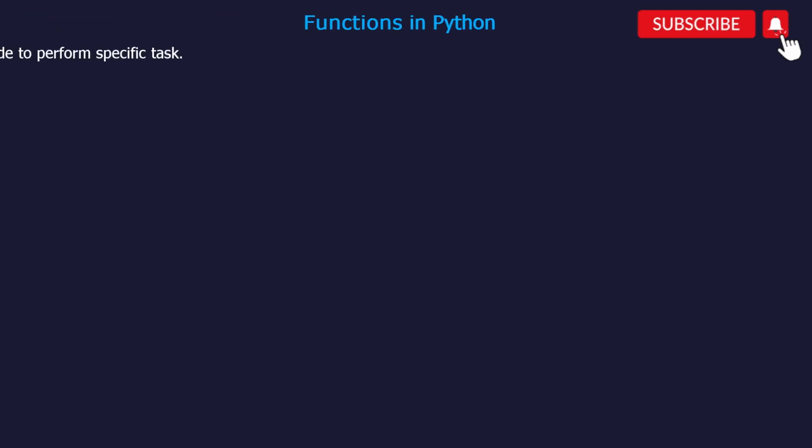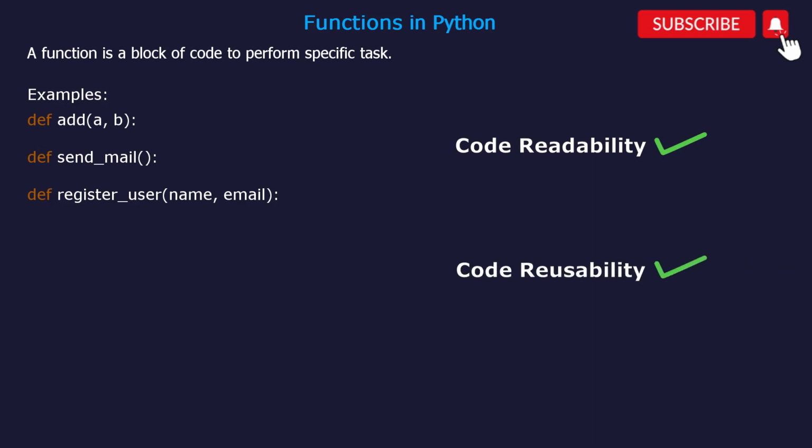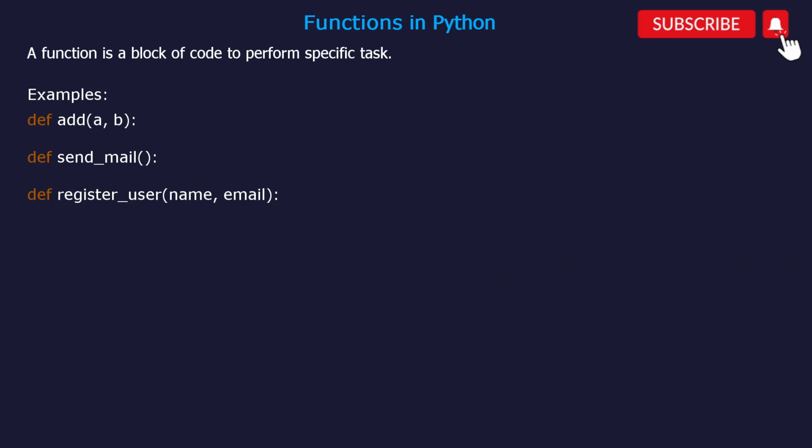A function is a block of code that performs a specific task. There are two benefits of using functions. First is increasing code readability and code reusability. Now let's see what are the simple rules to define a function in Python.